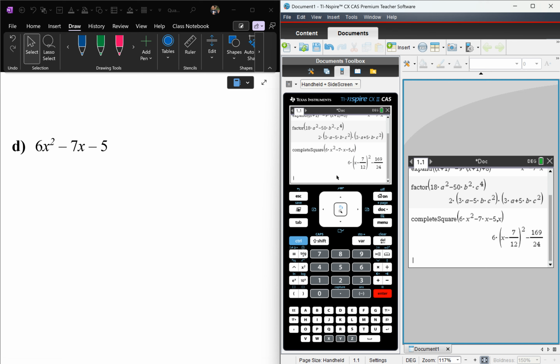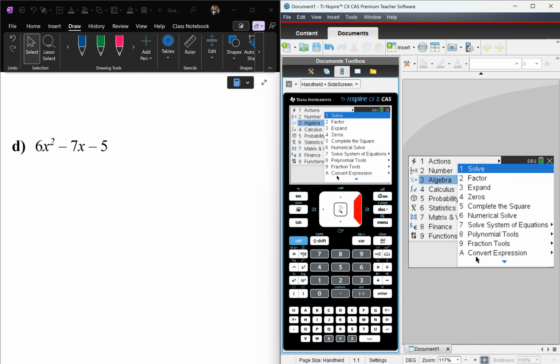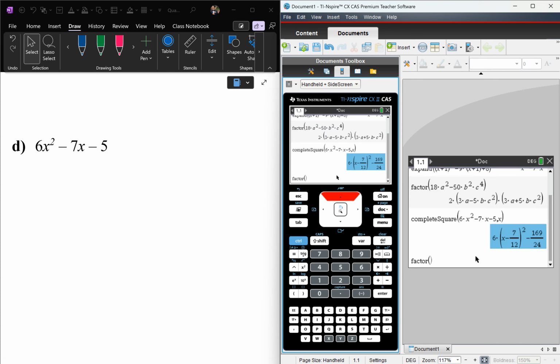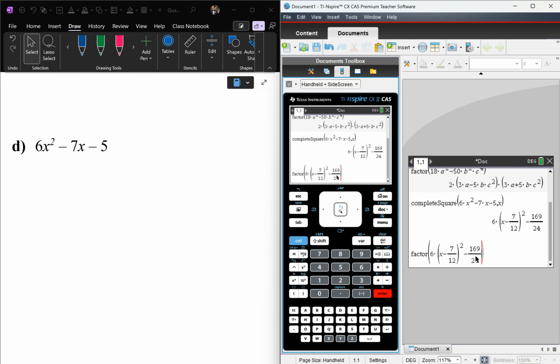And there you go. That's completing the square. They haven't factorized it yet. You can then factor this to get into the two brackets. You can ask the calculator to do difference of perfect squares for you. How do you do that? Same thing. Menu, algebra, factor. So menu 3-2. And if you just bring this one up, highlight it, bring it down, comma x.